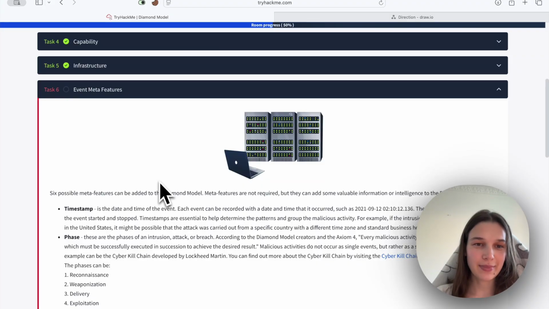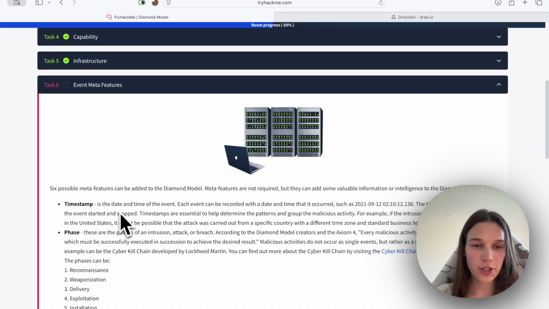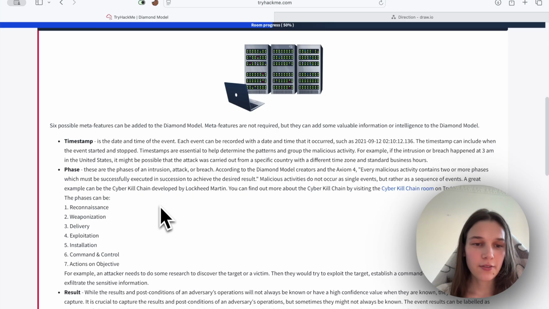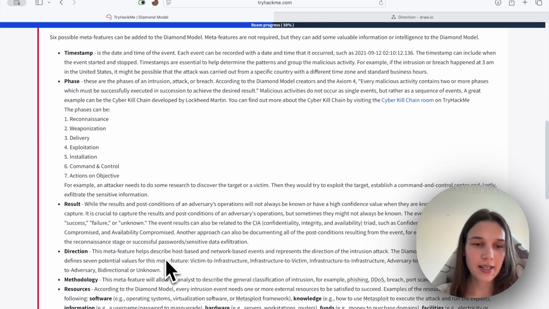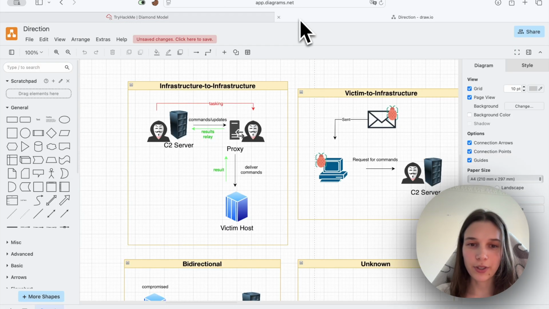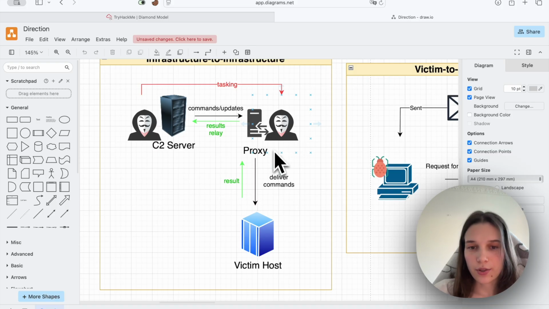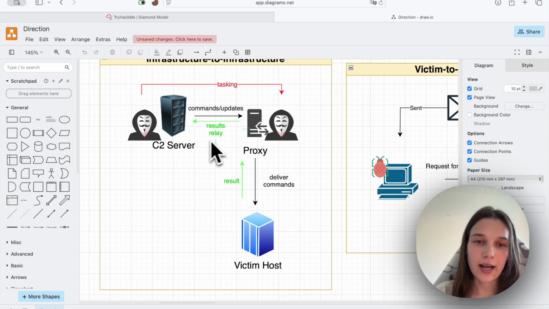Now let's move to event meta features. There is timestamp, which is the date and time of the event. Phase, we discussed it last time, and the result, which is success, failure, or unknown. Direction: direction can be infrastructure to infrastructure. As you can see, there is a C2 server, and it gives commands and updates to the proxy also owned by the adversary. Next this goes to deliver the attack to the victim host. The victim host responds with the result.